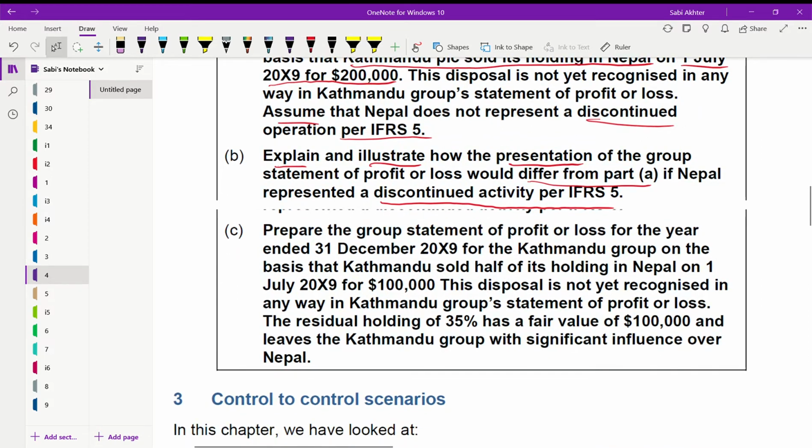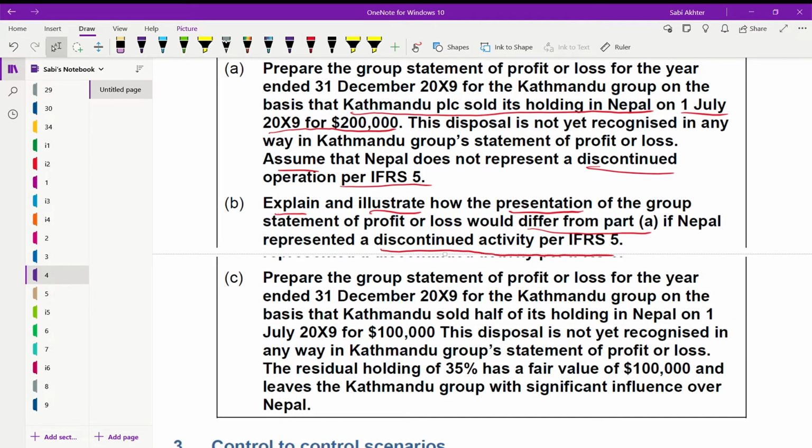Part C. Prepare the group statement of profit and loss for the year ended 31st December 2009 for Kathmandu Group on the basis that Kathmandu sold half of its holding in Nepal on 1st July for 100,000. Okay, and the residual holding of 35% had a fair value of 100,000. Remember, when you're not selling entirely, whatever is remaining, they will be giving you the fair value of that remaining holding. So the residual holding of 35%, that means the associate's fair value was 100,000. Significant influence or not, that means it's an associate.